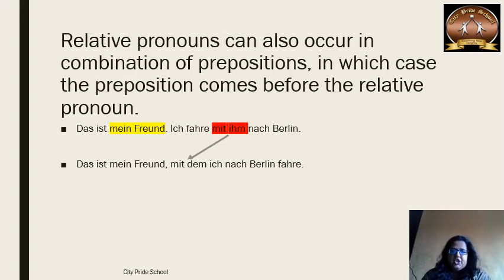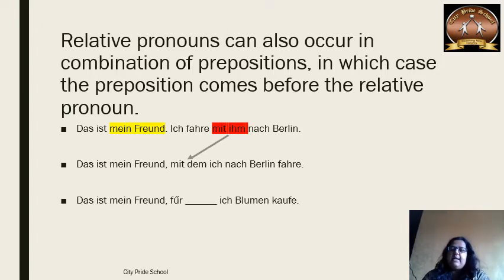Mit dem ich nach Berlin fahre. Here fahre is the verb which will go at the end of the sentence in the conjugated form. So it is clear how the preposition has come with the relative pronoun. Let's see one more example.